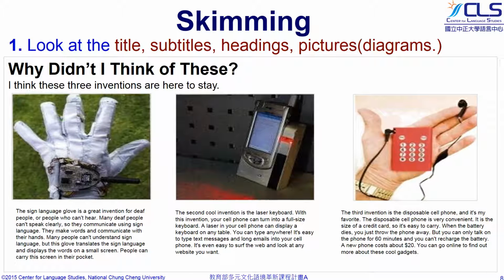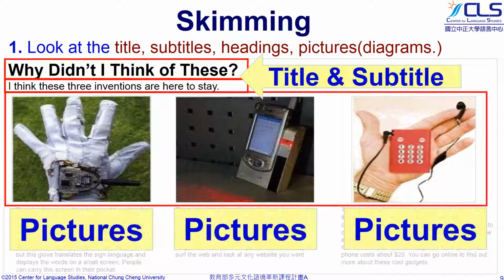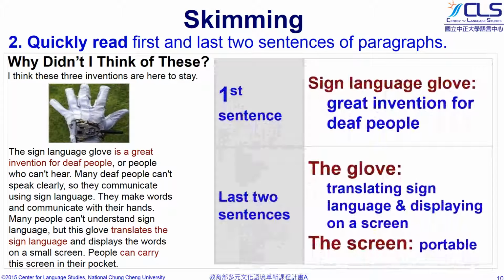Now, let's look at the title, subtitles, headings, and the pictures in this reading. From the title, subtitle, and the pictures, we can predict the topic of the passage. Then, quickly read the first and the last two sentences of the paragraph. We know it's about sign language glove.